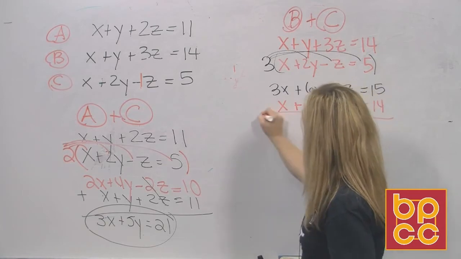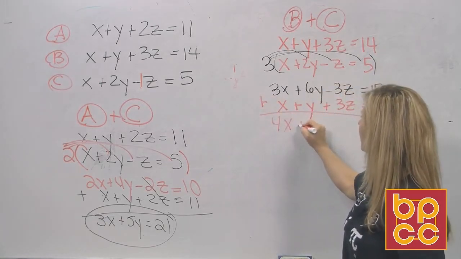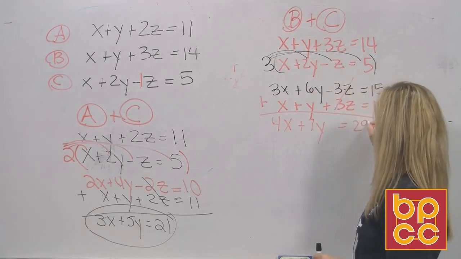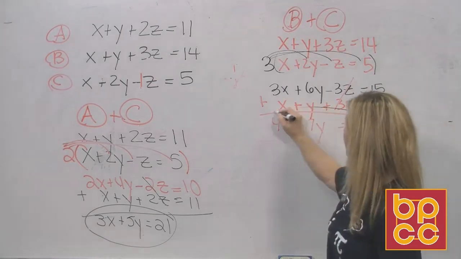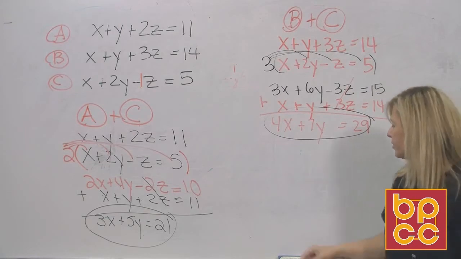All right, we're going to add these up. 3x and x is 4x. 6y and y is 7y. The z's make 0. 15 and 14 is 29. You've done a great thing. You went from 3 variables to 2. Now what do we do? That's right.